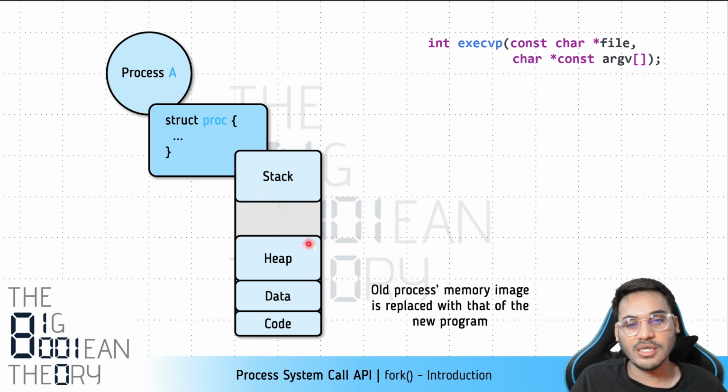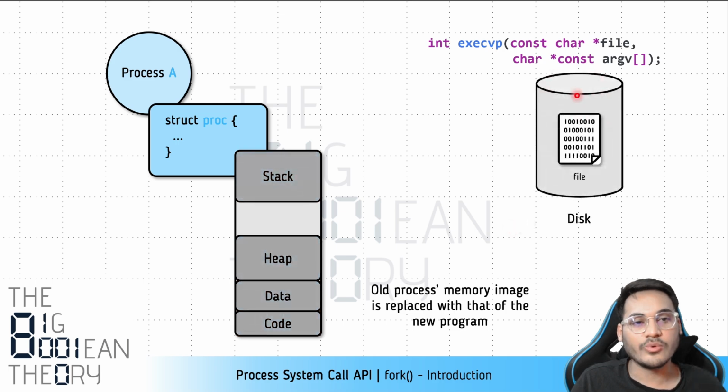So this basically summarizes what we do in the exec system call. This is the process, this is the process control block, and this is the process address space. So this is basically the memory image of the process. When we call exec, the old process's memory image is replaced with that of the new program.